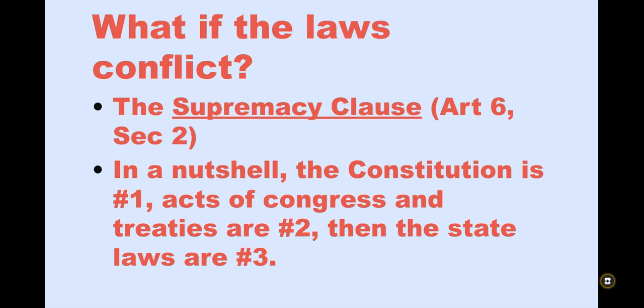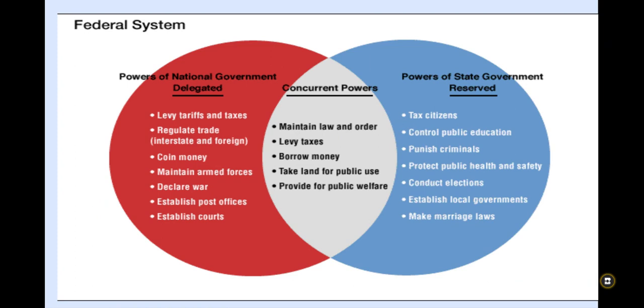Now, what if the laws conflict? Well, it's back to Article 6 of our Constitution. If the Constitution is number 1 and Congress is number 2, states are number 3. So if two things disagree, we always have to go to the federal thing. So you kind of see this little chart. We'll give you this chart in class too, of where some of the main delegated powers are, the reserve powers, and some of the ones that are in between.